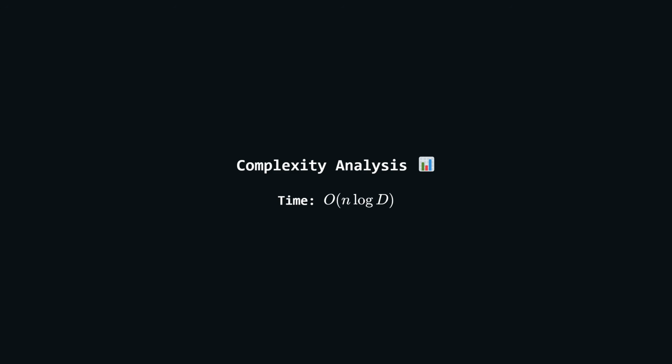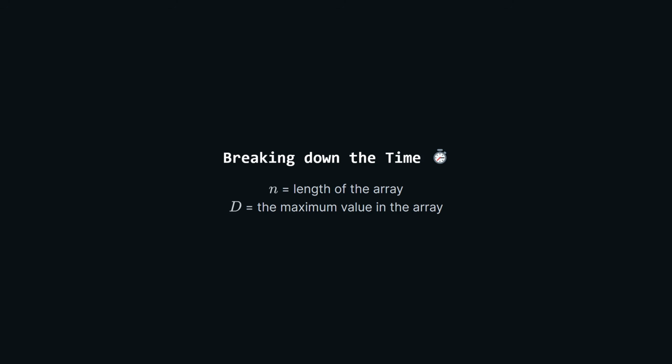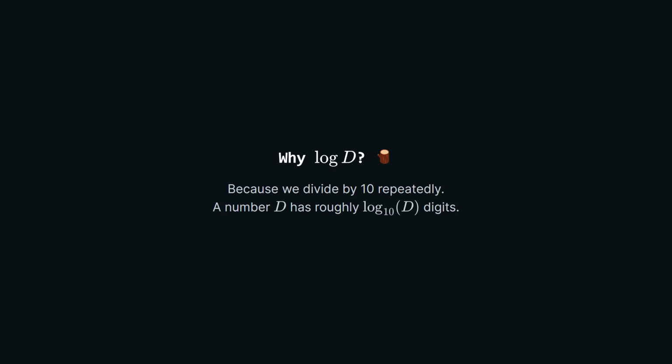The time complexity is big O of n log d. N represents the number of items in our list, and d represents the largest number we might encounter. The log d part comes from the inner loop. Because we divide by 10 on every step, the loop only runs a number of times equal to the amount of digits in the number, which grows logarithmically.